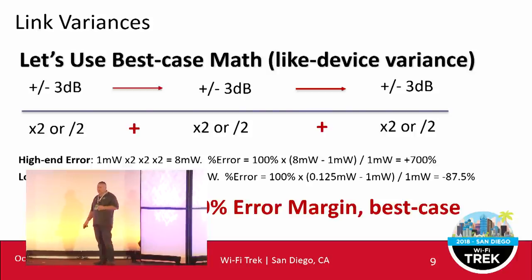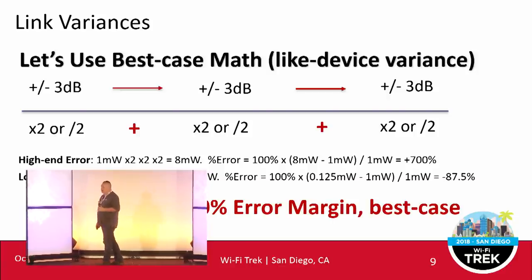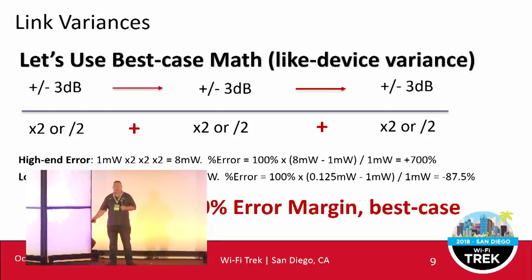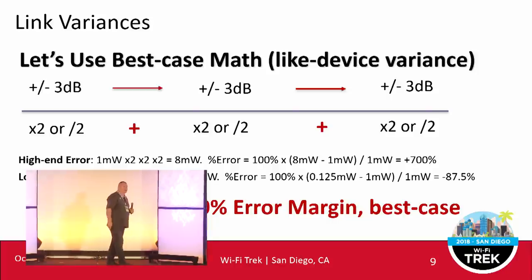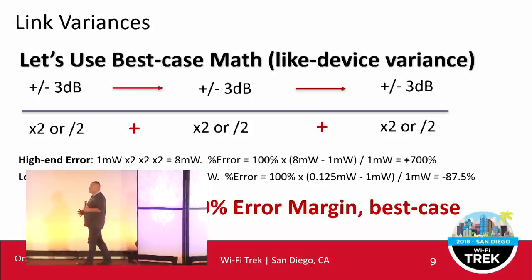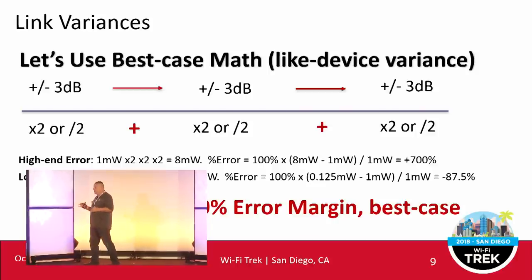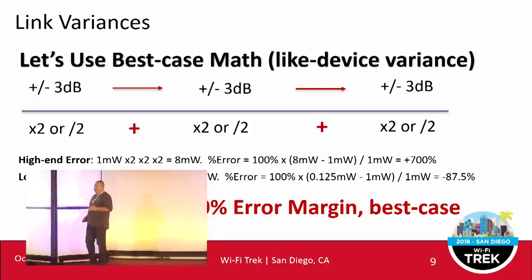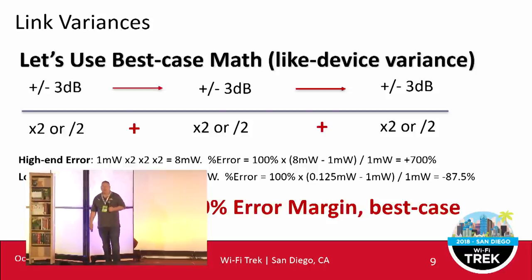Now, most people think this is going to be times two, times two, times two, so 800%. Or divide by two, divide by two, divide by two, that's minus 800%. You can't actually have a minus 800%. Minus 100% is zero, right? So the variance looks like about a plus 700% down to about a minus 87.5%, again, error margin, and it's the best case. And the worst cases going back were pretty bad, you know, 6 and 10 and 12 when it gets really bad.